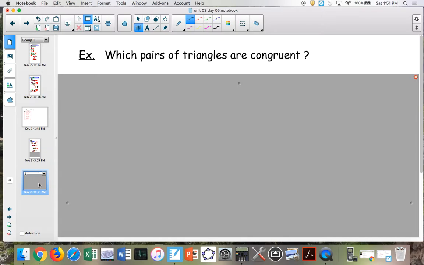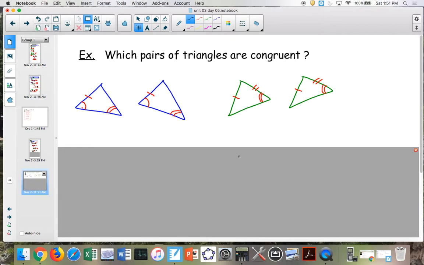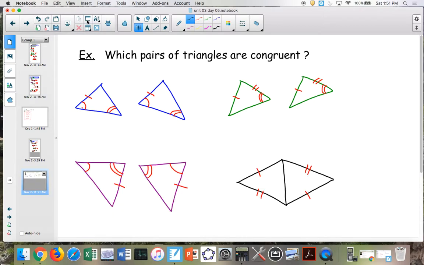Alright, let's look at another type of question. What if I give you a picture of some triangles, and I want you to tell me which pairs are congruent? Let's start with the first one here, the blue triangles. We have two angles and a side that's not between them. That's one of our four postulates. We know by angle, angle, side, these two triangles have to be congruent. Let's look at the next one. We have a side, then another side, then an angle. That's not one of our postulates, so that one's a no.